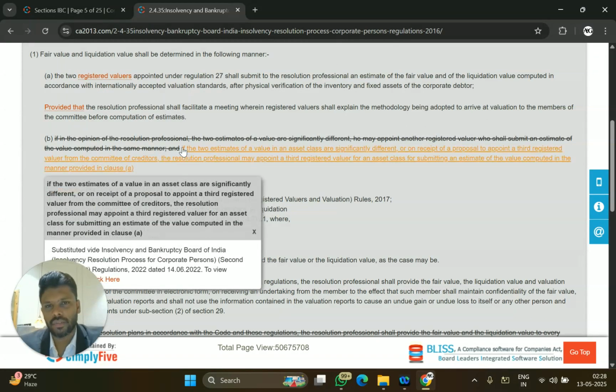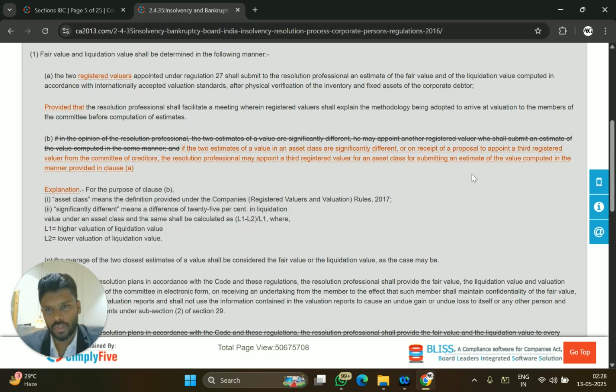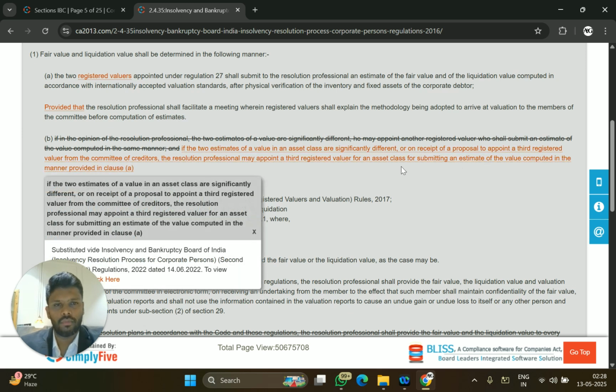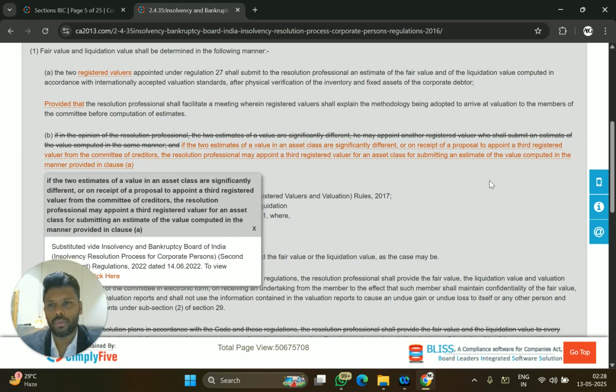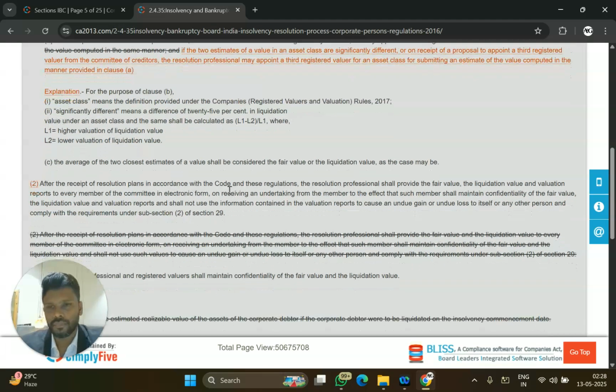And in case the estimates of two registered valuers in an asset class are significantly different, or on receipt of a proposal to appoint a third registered valuer from the committee of creditors, the resolution professional may appoint a third registered valuer also, and the value computed in the manner shall follow the following methodology.